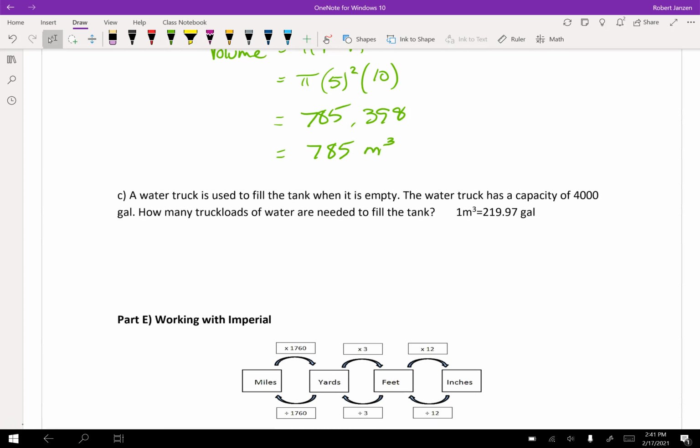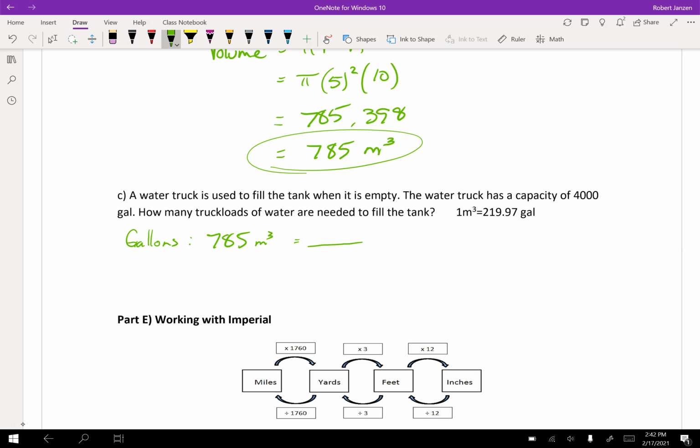Okay, a water truck is used to fill the tank when it is empty. The water truck has a capacity of 4,000 gallons. How many truckloads of water are needed to fill the tank? Well, the problem is we don't have the volume of the tank in gallons. We have to change that. Okay, it says that 1 cubic meter is 219 gallons. So to figure out how many gallons we have, I'm going to take 785 meters cubed, all right, and I'm going to try to figure out how many gallons is that.